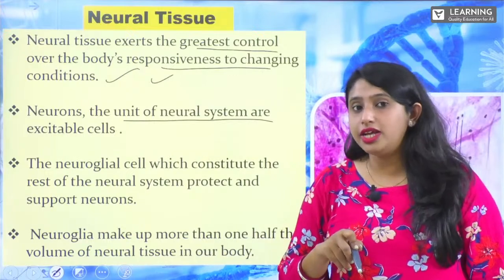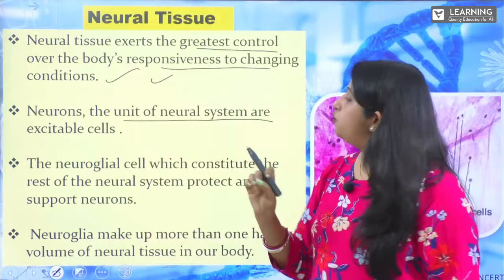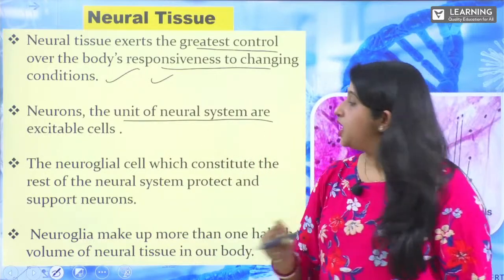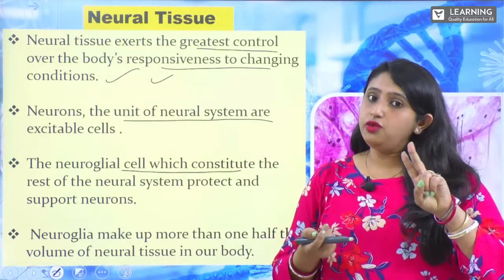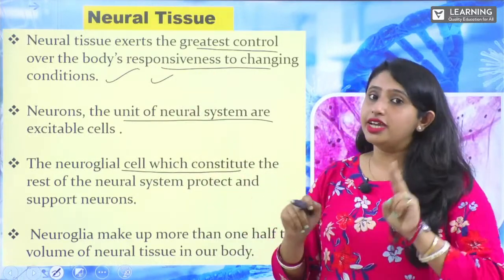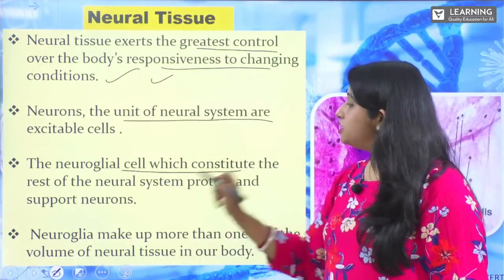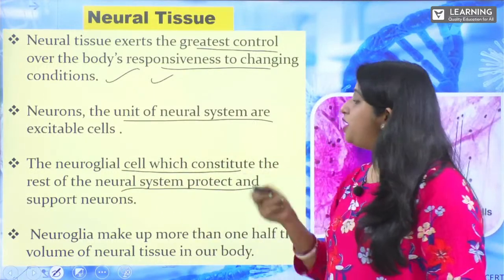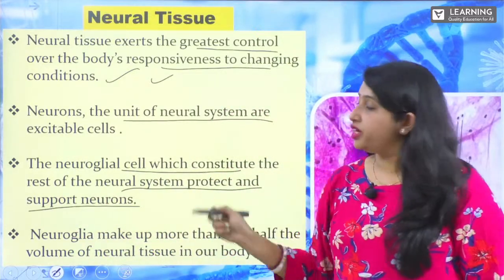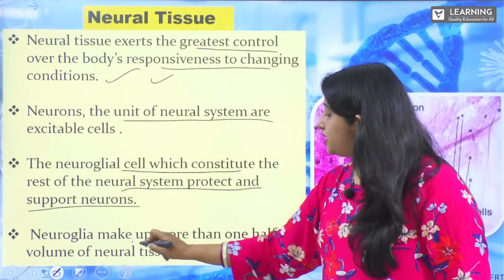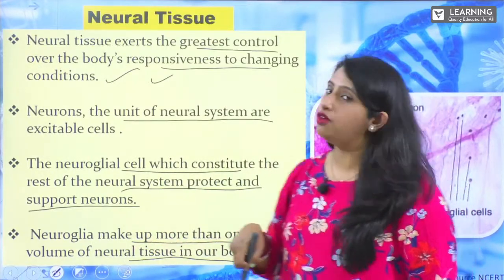As I have said, the neuron is the structural and functional unit of the nervous system. There are two types of cells: one is the neuron, and the second one is the neuroglial cells. The neuroglial cells make up the rest of the neural system, and they protect and support the neurons. So the function is protection and support.